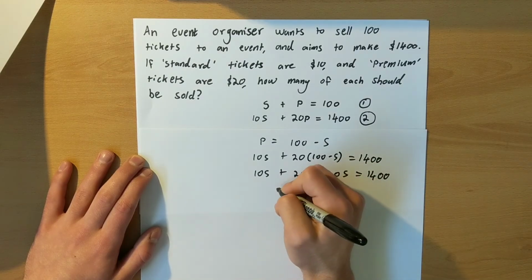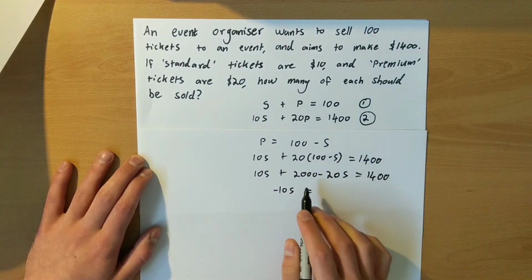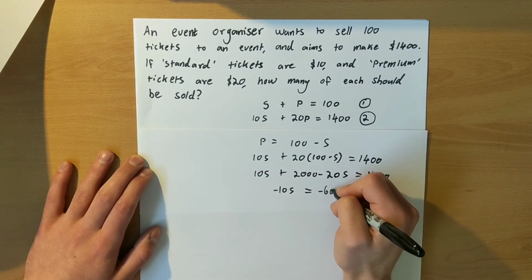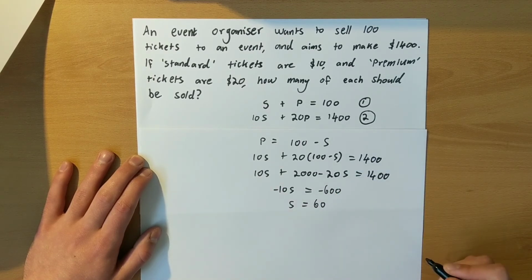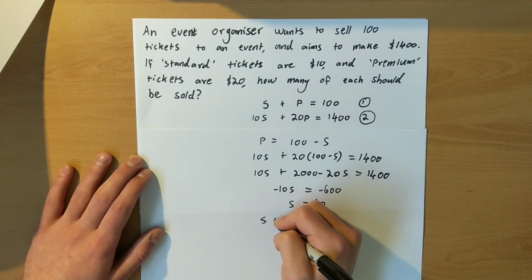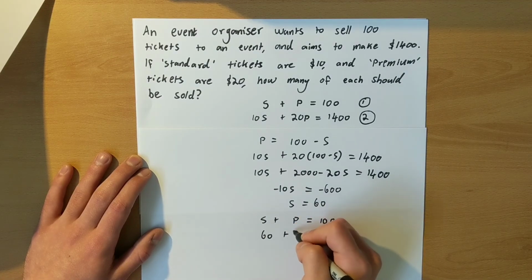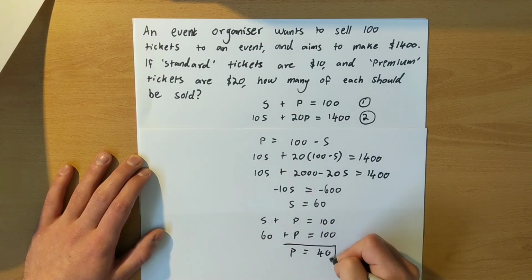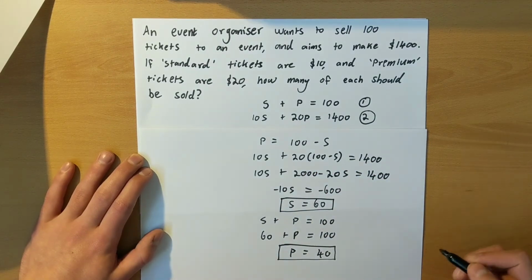So 10S minus 20S is negative 10S, and that should be a 2,000. And then 1,400 minus 2,000 is negative 600. So S equals negative 600 divided by negative 10, which is 60. I can then substitute that value of 60 back into my original equation. So S plus P is 100. So if S is 60, then P must equal 40. And I can use my substitution method to say that I should sell 60 standard tickets and 40 premium tickets.